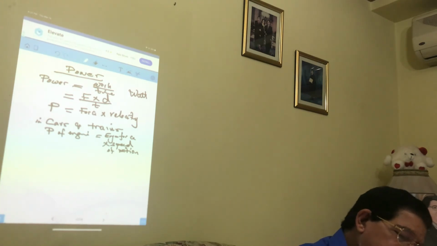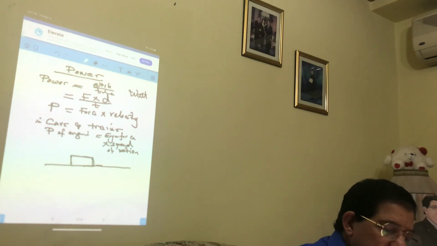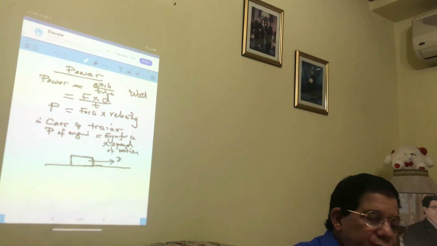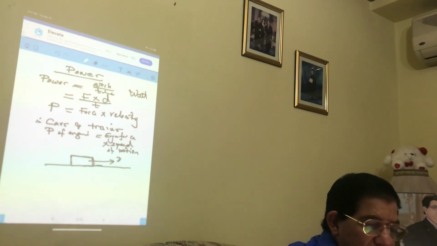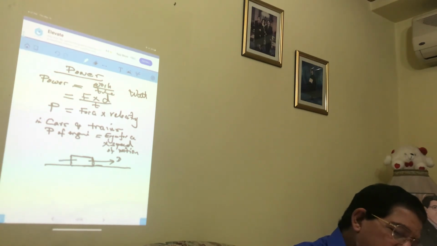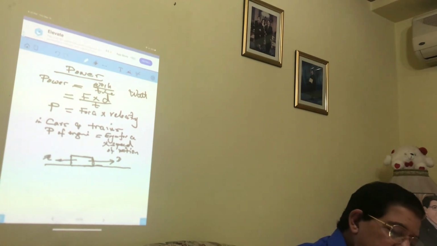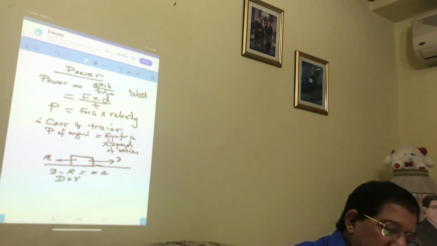If you have a train moving on a horizontal level, the train has a driving force D. There is a resistance to motion R. D minus R equals MA, and D times V equals power.